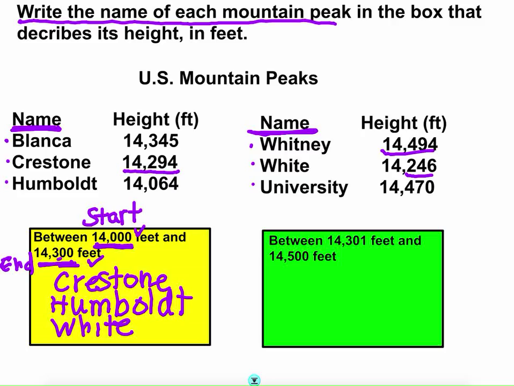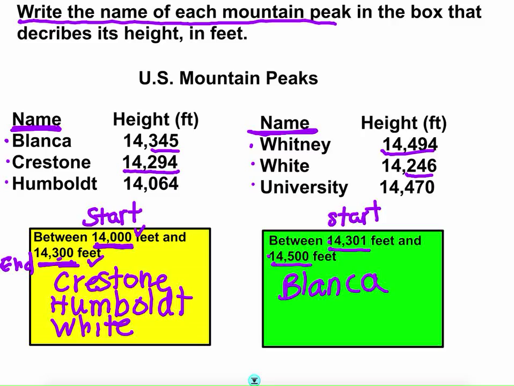Now we want to go from 14,301, that's our start, and 14,500. So when we look at this, it has to be greater than 14,301, but less than 14,500. Okay, so let's go to Blanca. Blanca is 14,345. So this is greater than this number and less than this number. So we're going to write Blanca.